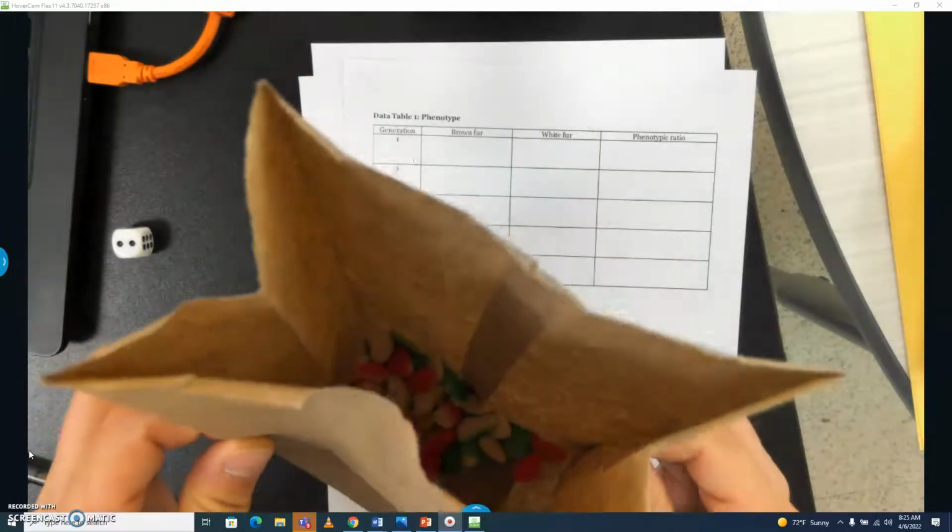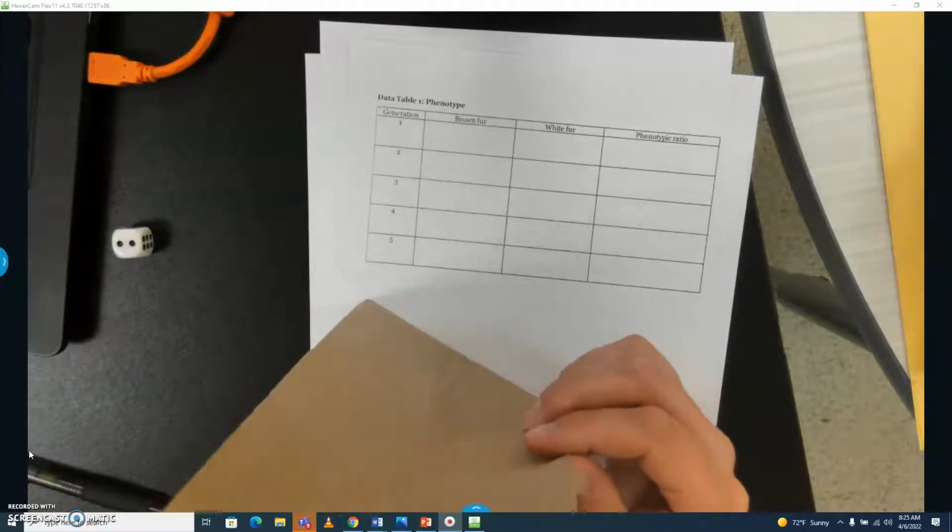There you go. They're in there. This bag and all the beans in it represents my gene pool. Again, the gene pool is all of the alleles in a population. Our population off the get-go is going to consist of 25 mice, and we know that because there's 50 beans, and each mouse has 2 alleles. So 50 divided by 2 gives us 25 mice.